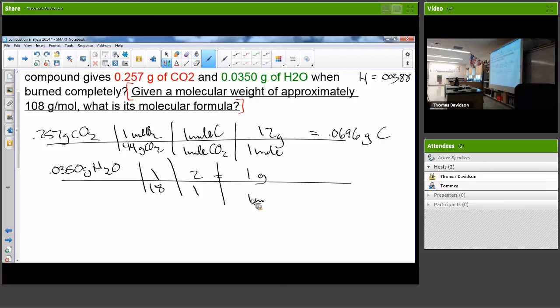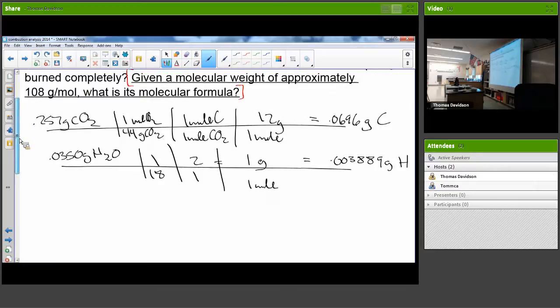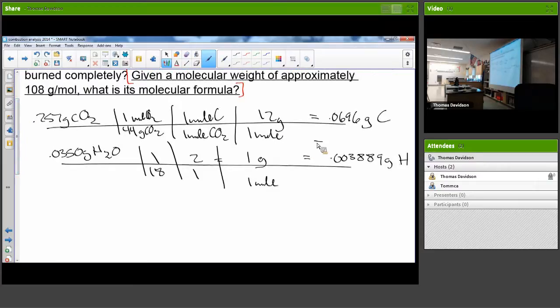Okay, this one I can do in my head. .00388. I'm going to say 9. Was it just 8 repeating forever? Okay, whatever. It's not going to matter that much. That's my grams of H, I mean. What do you do with those two numbers? You add them. All right, when you add them, you get some value. What does that answer?